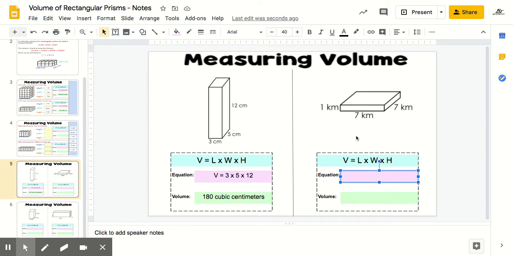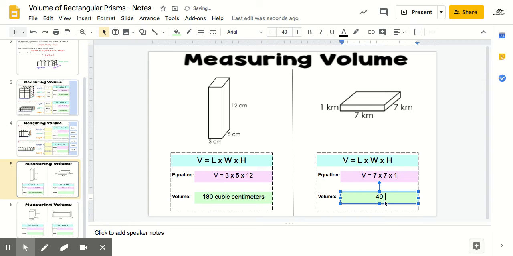Okay, let's look at another one. Here I have another rectangular prism. I'm going to plug in my numbers. My length is 7. Bring down my multiplication sign. My width is also 7. And my height is just 1. Okay, so now in order to find my volume, I simply need to multiply 7 times 7 times 1, which is going to give me 49.